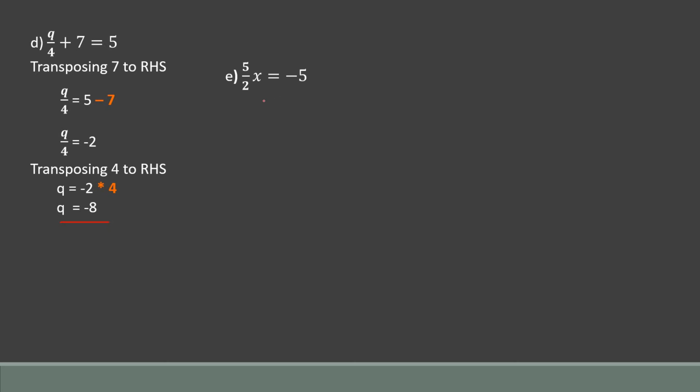Next equation is 5 upon 2x is equal to -5. It's very simple and short equation. Just variable is x and the constant is 5 upon 2. I'm going to shift this 5 by 2 number as a whole fraction number. I'm going to shift to the right hand side. This is quite different. Transposing 5 by 2 to right hand side. On transposing it will become divide. So I need to write here x is equal to -5 divide by 5 by 2.